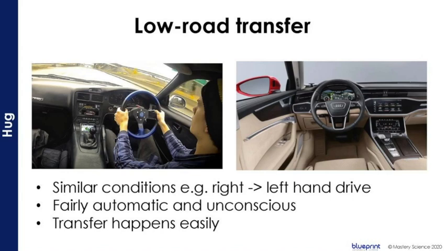The first one we're going to look at is the easy method. They called it low road transfer. This is what happens when you've been driving for many years and then you suddenly switch countries and you take a car with left-hand drive. So that might cause you a few problems for a few hours, but after that, it's pretty easy to make the adjustment. So this is what you might call automatic transfer.